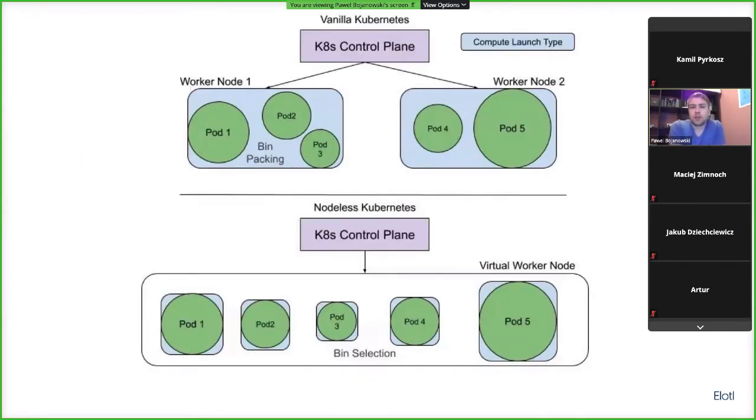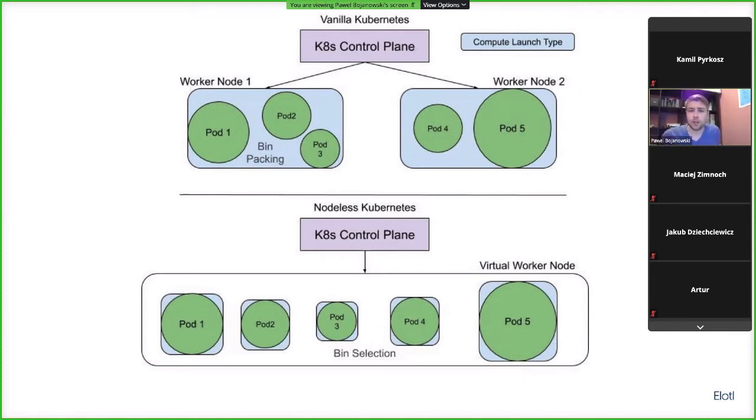So if you compare this to a vanilla Kubernetes cluster, in such clusters you usually have worker nodes, which are usually pretty powerful machines. So the scheduler tries to fit your pod on one of those worker nodes. But there's always some waste generated, because there's almost never a situation when the worker node resources are used at 100%.